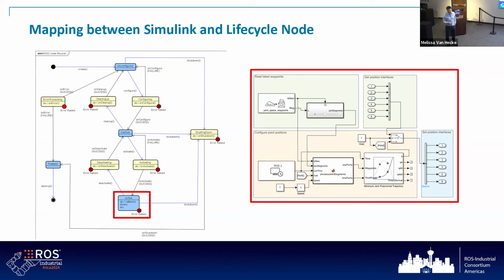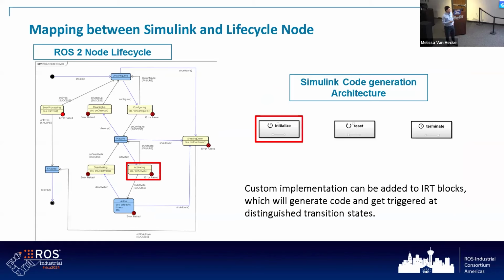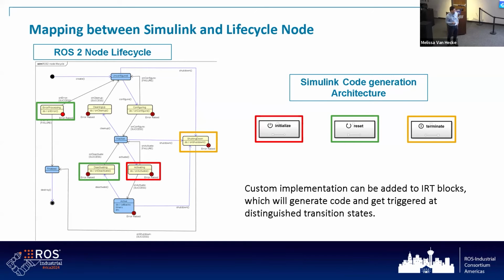But what if you actually need some customized code? You can use the initialize subsystem block, which would be triggered in the activating stage, the reset block, which would be triggered in error handling and the deactivating state, and also the terminate block, which would be triggered in the shutdown state. These would also generate code automatically from the Simulink code generation architecture.